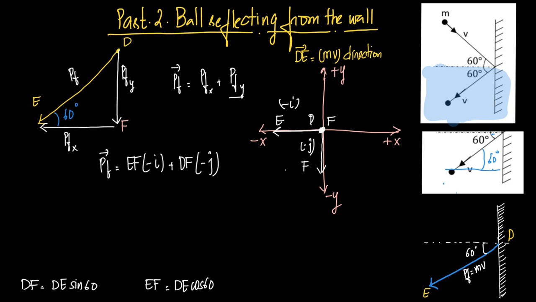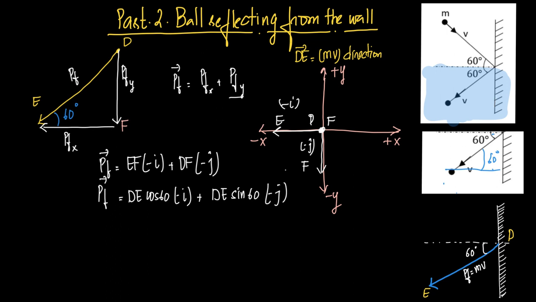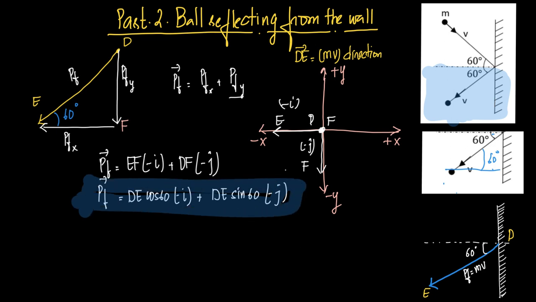Now we'll write down the final momentum vector pf equal to, instead of ef I can write de cos 60 along the minus i cap, plus instead of df I can write de sine 60 along the minus j cap direction. Let me erase these two. Okay, now we have done the calculation, and now we have both the initial vector and the final vector. Now all that is left is to subtract them. Give me a minute, let me bring these concepts together.